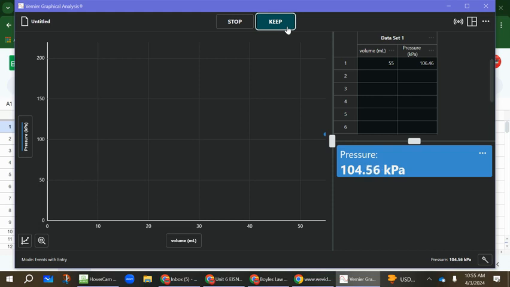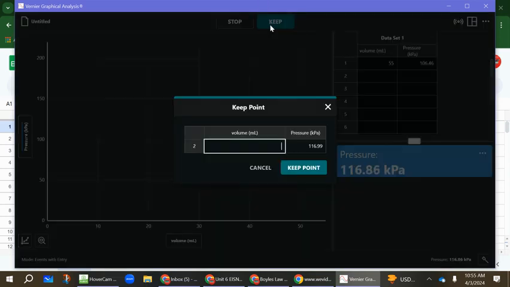Now, I'm going to get it down to 50. And when I get it down to 50, and I have it set there, again, a little bit difficult doing this with one person, but maybe you can do it. I'm going to hit keep.